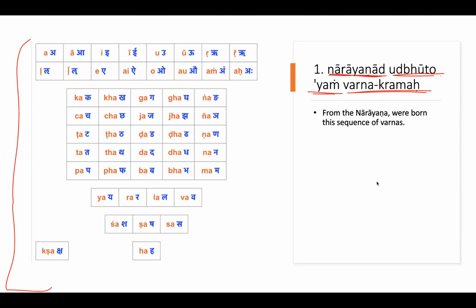Two things to keep in mind. One is that all the varnas, aksharas, came from Lord Narayana. And not just the aksharas, but also the order of the aksharas. There are two interpretations you can take. Varna kramaha. So what Panini does is he has created something called Maheshwara Sutras.